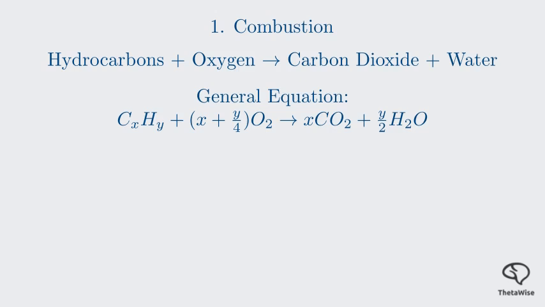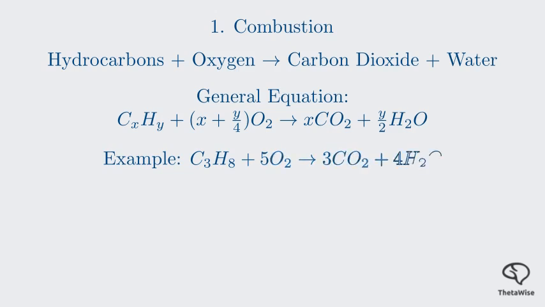The coefficient for oxygen is found by balancing the oxygen atoms on both sides. Let's take propane, C3H8, as an example. Balancing it, we get 3 carbon dioxide molecules, 4 water molecules, and it requires 5 oxygen molecules. So the equation is C3H8 plus 5O2 gives 3CO2 plus 4H2O.